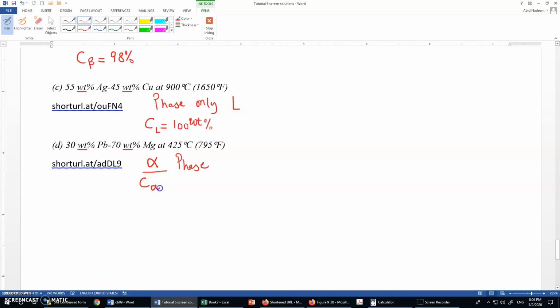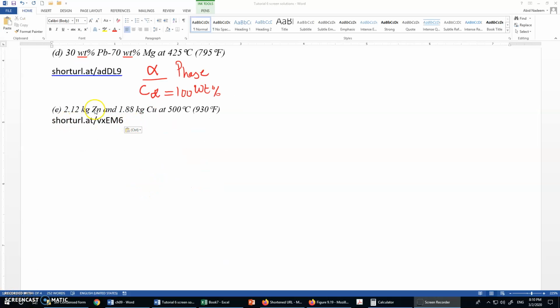The composition of this alpha will be definitely 100 weight%, which means that both lead and magnesium are in solid phase with 30% lead and 70% magnesium.